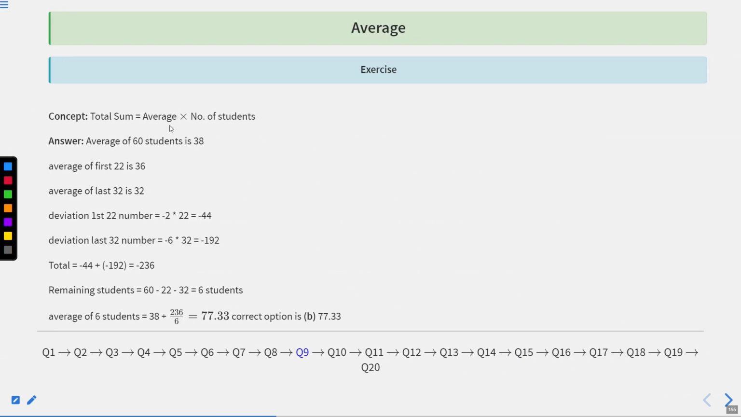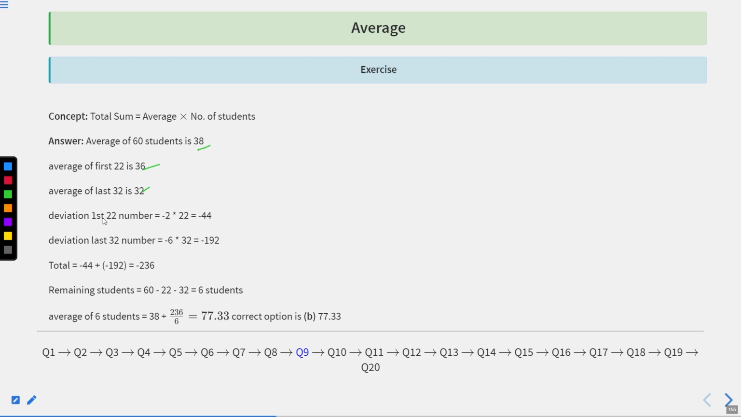The concept that will be useful here is total sum equals average times number of students. The average of 60 students is 38, the average of the first 22 students is 36, and the average of the last 32 is 32. This information is already given to us.